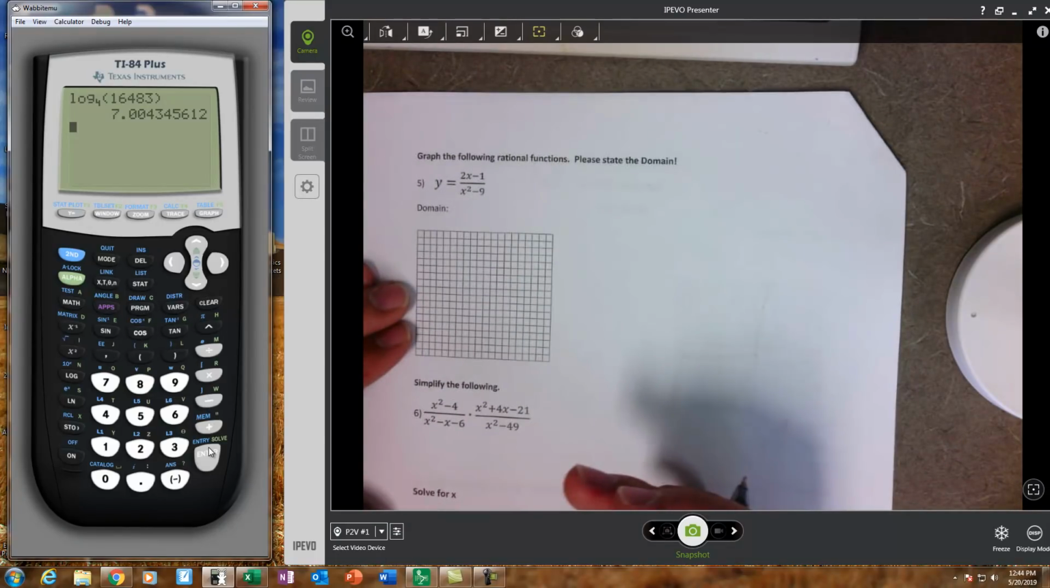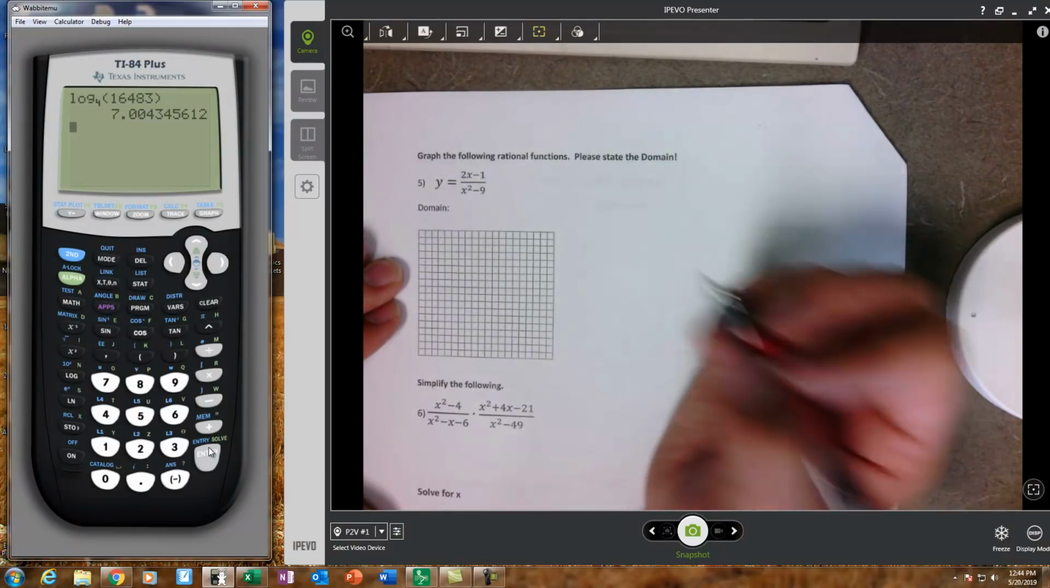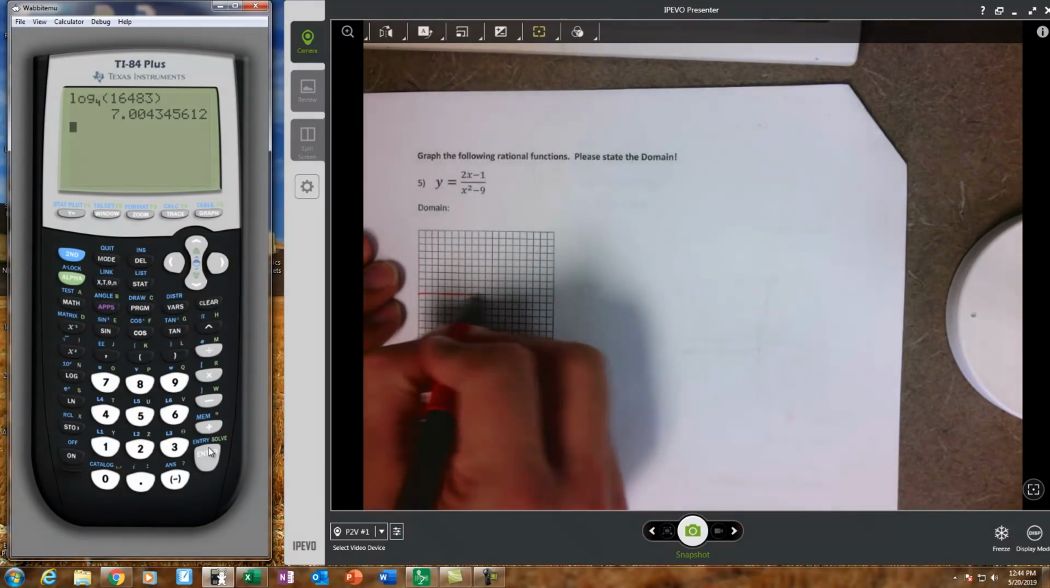We're going to go ahead and graph this one. To graph it properly, we need its horizontal and vertical asymptotes.